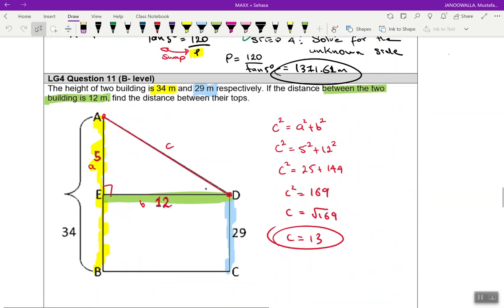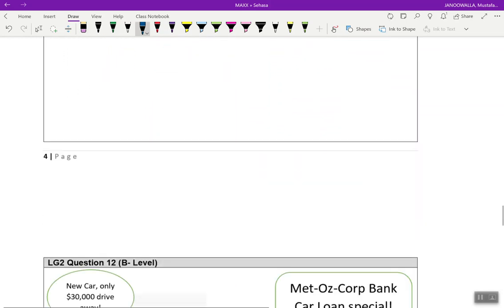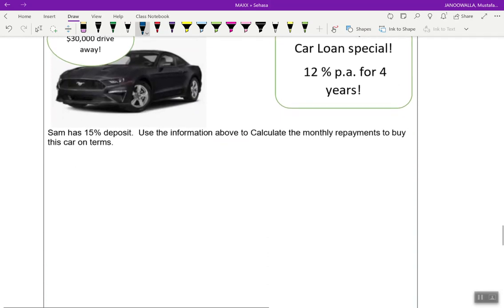So with that question, just one more thing. If you were not given the 5 over there, the way to figure it out is you have the height of the big building, which is 34, minus the height of the small building, which is 29, which is how you get the 5. So that's just Pythag, and then back to simple interest.